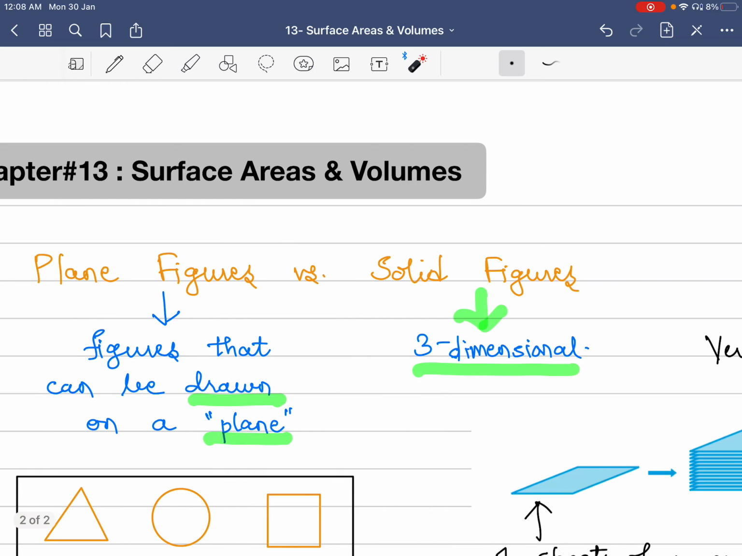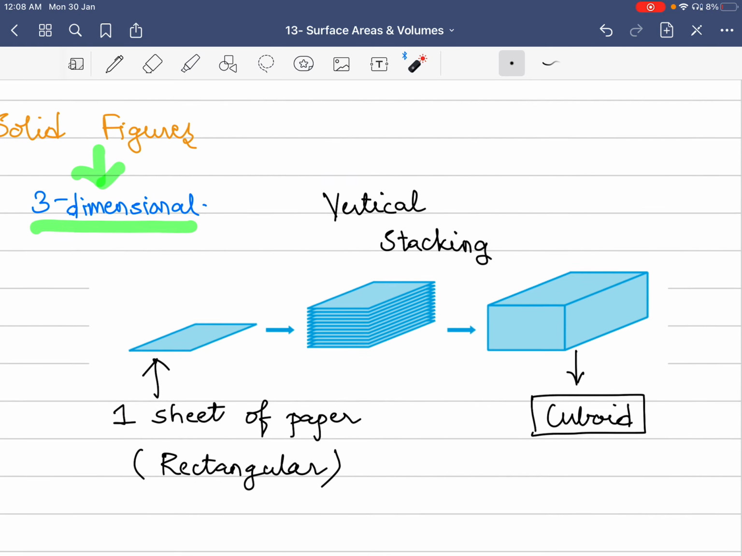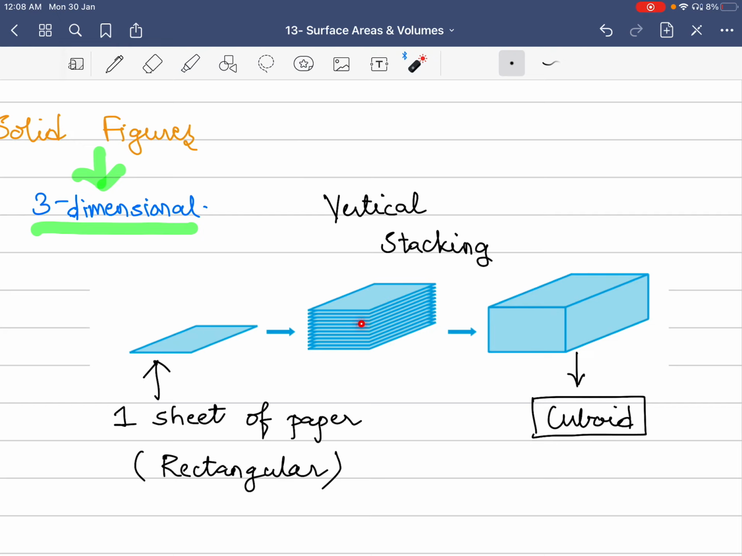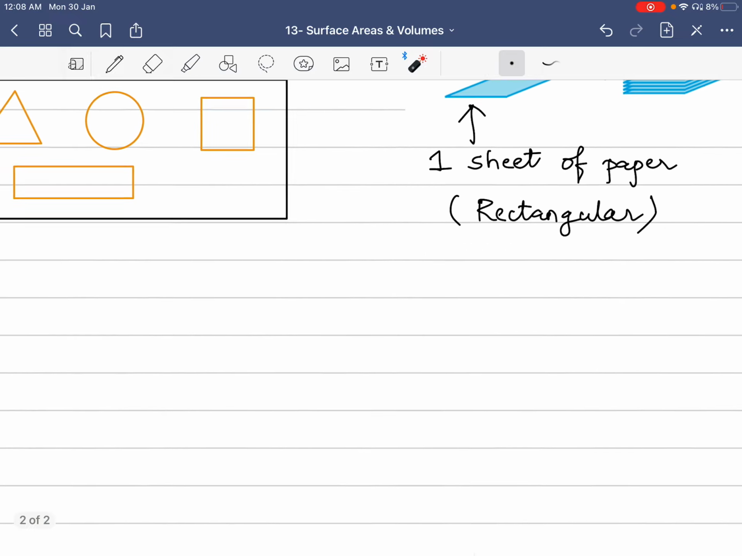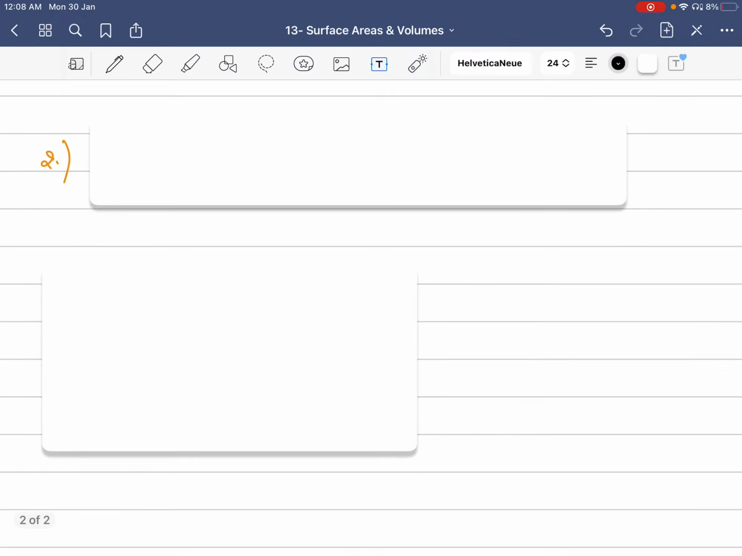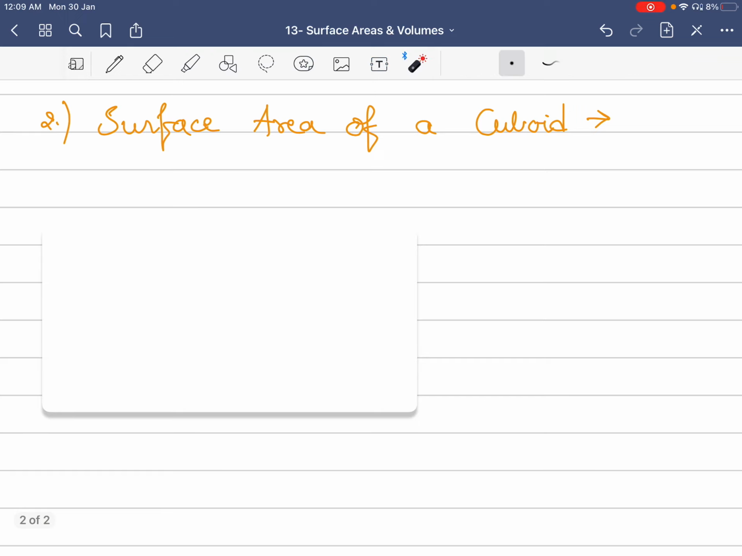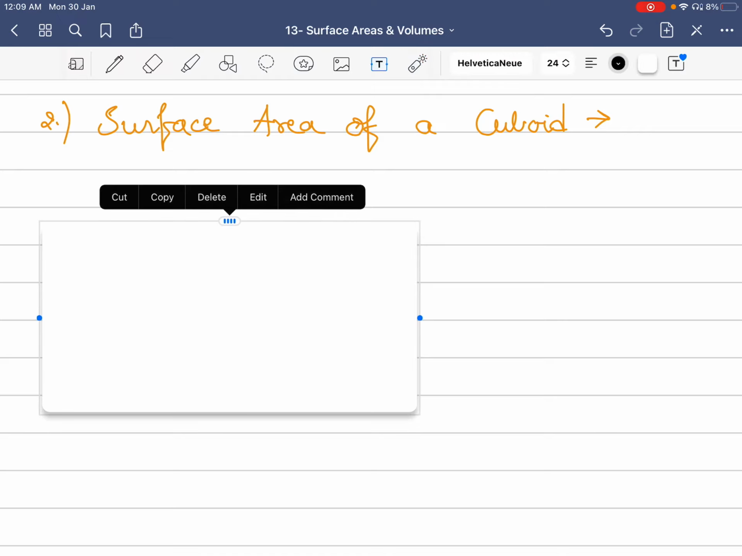Now in this entire chapter of surface areas and volumes, as I said before, I'm just going to re-emphasize the point, our focus is on solid figures. Our focus is on three-dimensional figures, figures like this, which we are going to get by vertical stacking of sheets of paper. Now the first figure that we have to focus on is called a cuboid, and we are going to see how to find the surface area of a cuboid. So I already have a plain cuboid here.